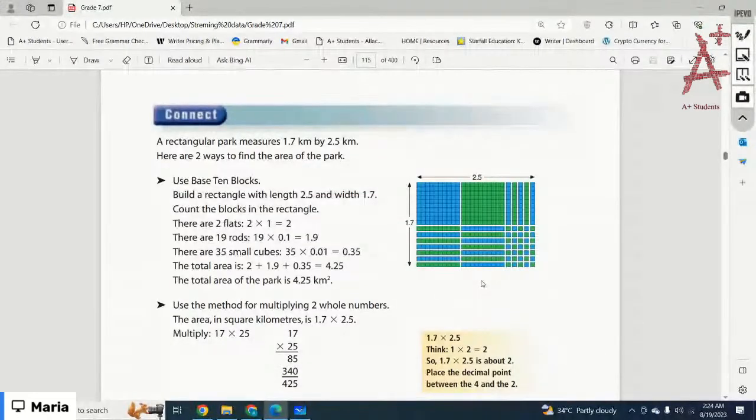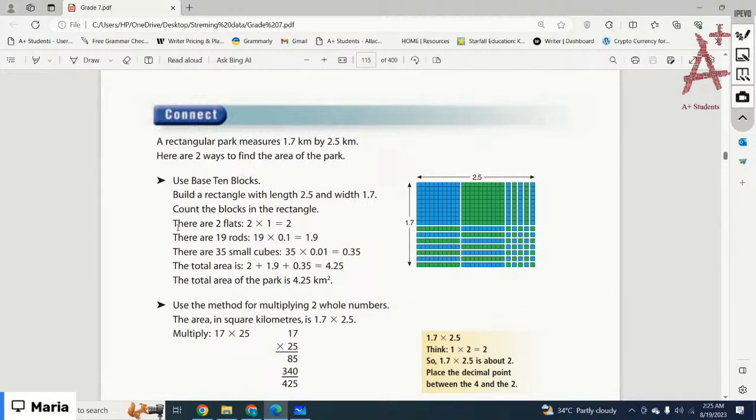A rectangular park measures 1.7 by 2.5. So you can see the rectangle. The length is 2.5 and the width is 1.7. You can see two complete rectangles here, and then you have 1, 2, 3, 4, 5. On this side you have to represent 1.7. This one represents 1 and this one represents the 7.